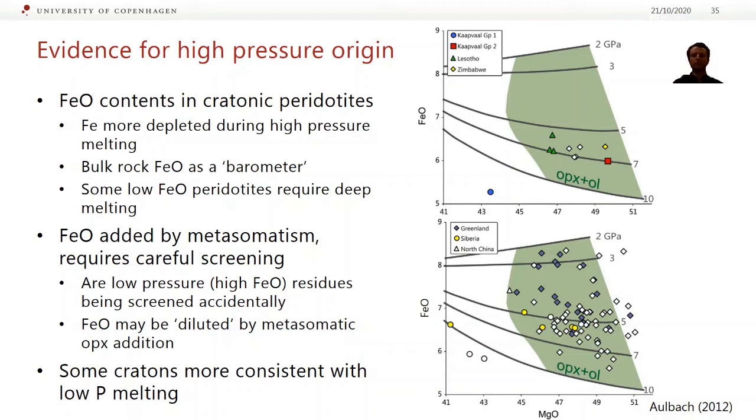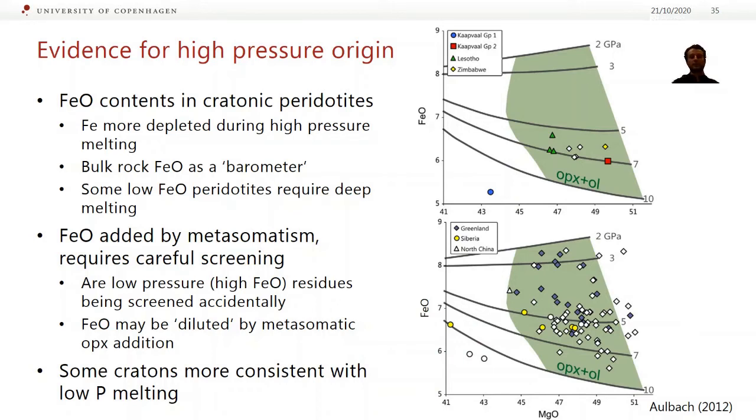So these data from Aulbach 2012, which is a big compilation review paper, and they argue that some of the lowest iron peridotites require deep melting, and so this would be consistent with a sort of plume origin. There are a couple of problems with this. One is that iron is added metasomatically, so it requires some pretty careful screening to figure out what you think is a pristine cratonic peridotite, so you can use the bulk composition. There is a chance that this kind of screening is removing some of the low pressure, like high iron, residues.